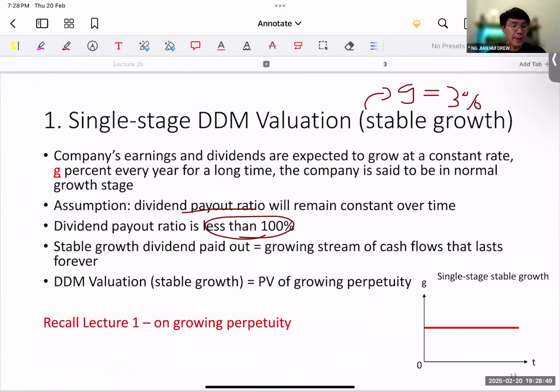Stable growth of dividend payout. This is where G is constant at 3%. Let's just say this: a growing stream of cash flow that lasts forever. So in this sense, instead of just the present value of perpetuity, you have now the present value of your growing perpetuity. So it grows at, let's say in this case, 3% non-stop.